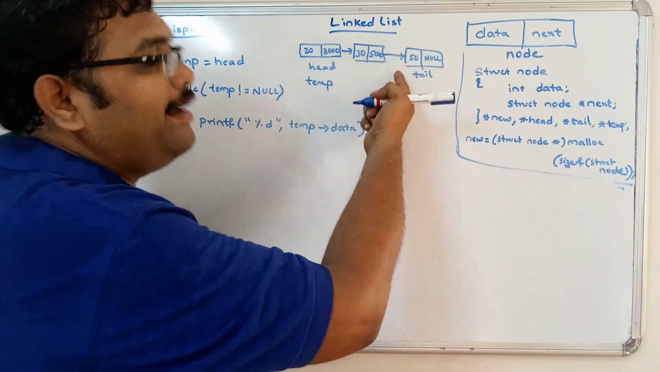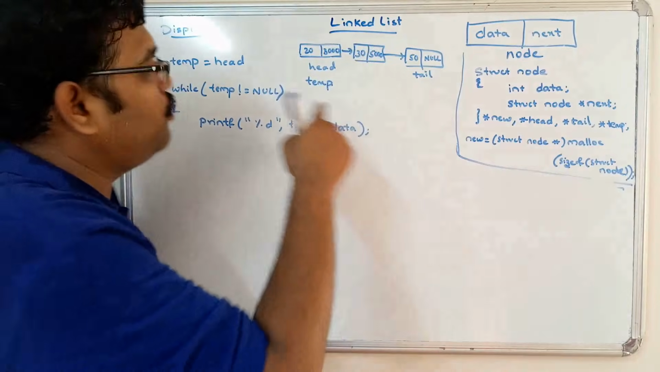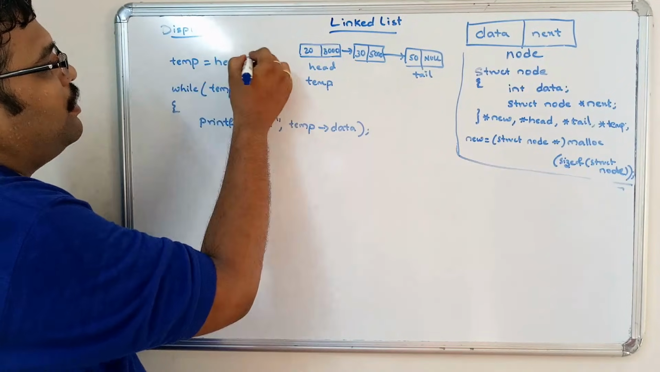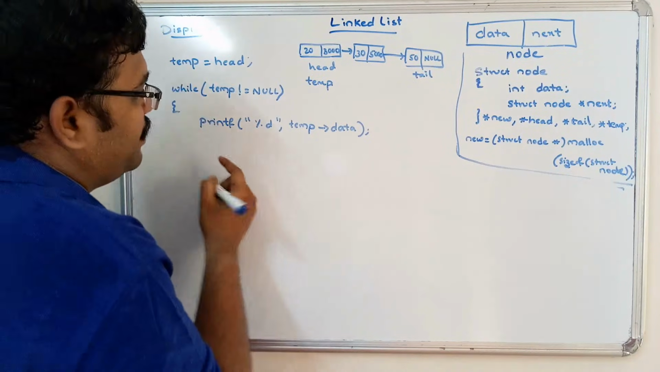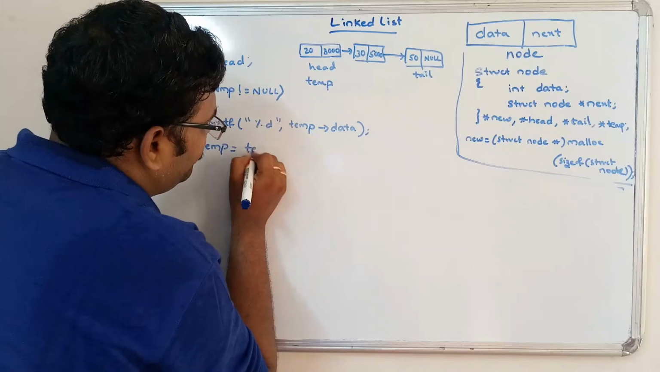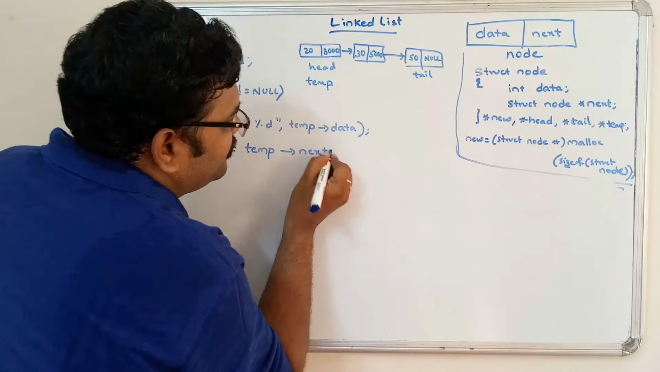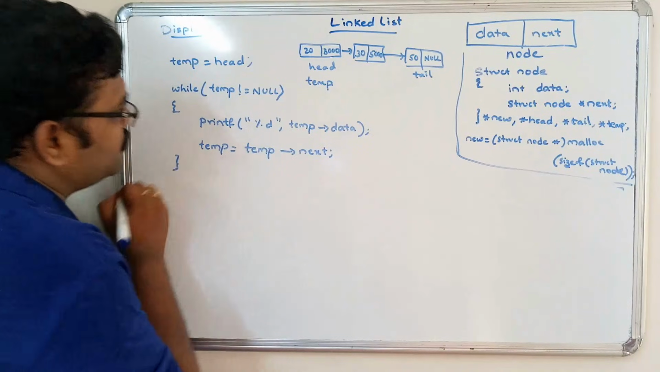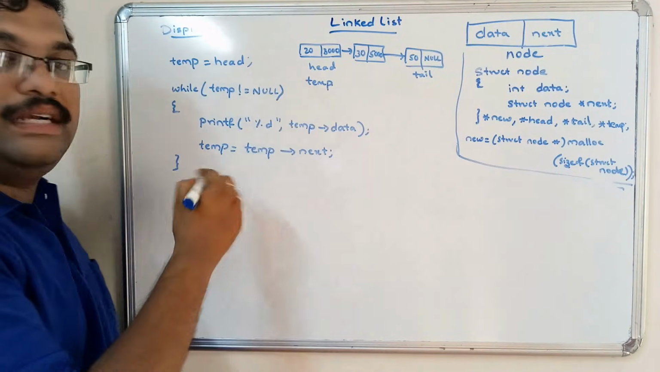have to move the head to the next one. We can't move the head itself, so that's why we are assigning the head value to a temporary variable temp. So temp is equal to temp of next. Close this one. Simple thing. So this is the only logic for displaying the list.